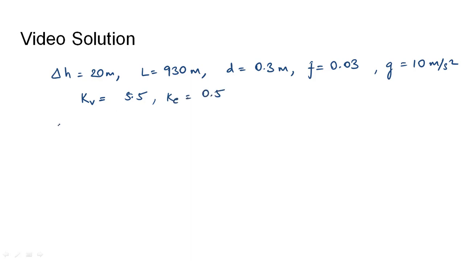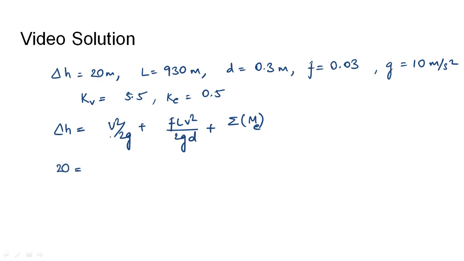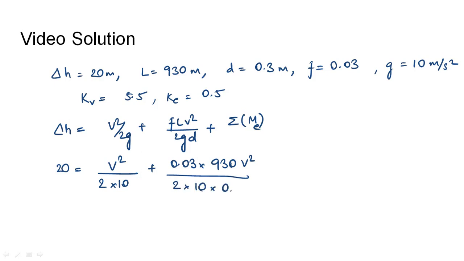So as we saw, delta H will be equal to the kinetic head plus major losses plus the summation of the minor losses. So here delta H is 20. V we do not know, so we need to find V, divided by 2g where g is 10. f is given as 0.03, L is 930, V we do not know, divided by 2 times 10, diameter is given as 0.3. Now we need to consider the minor losses.